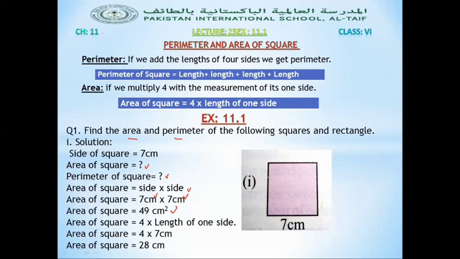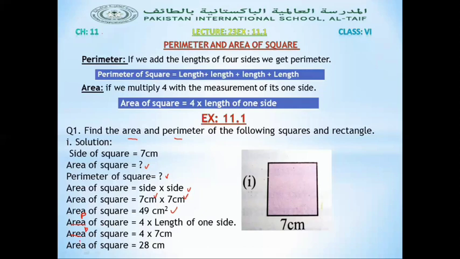Dear students, now here we have to find the perimeter, not the area. Here is the perimeter. Here we write the perimeter. Here is also perimeter. By mistake it is written the area.